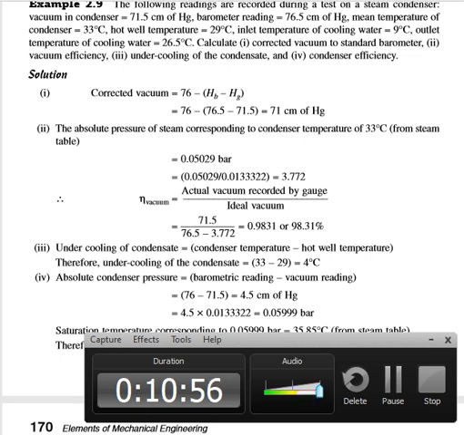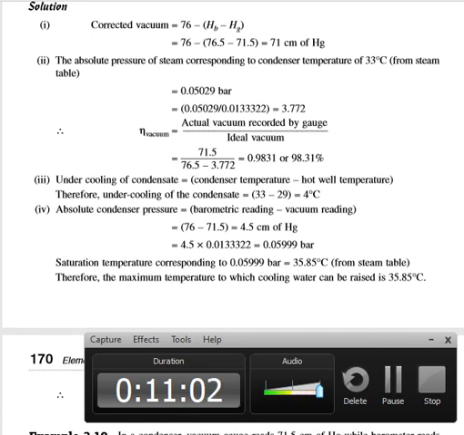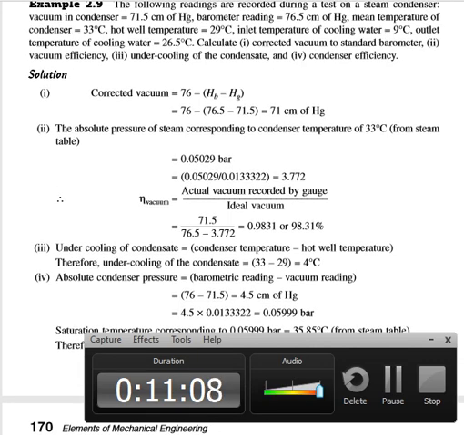Then you have to find out the vacuum efficiency. You have to put the formula, and then put the value: 71.5 divided by 76.5 minus 3.772. We will get the vacuum efficiency 0.9831, multiplied by 100, we get 98.31%. You are getting the vacuum efficiency 98.31. Now we have already discussed that the efficiency ranges between 90 to 99%.